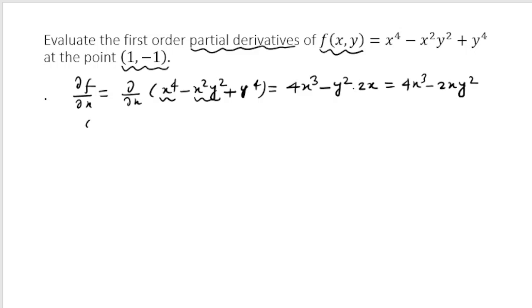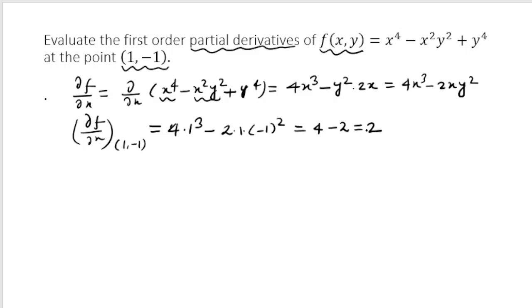But we have to evaluate the partial derivative at the given point. The point that is given is 1 comma minus 1, and this is how you usually write it, that partial derivative at the point 1 comma minus 1. So the x value is 1, so 4 into 1 cube minus 2 into 1 into minus 1 square. So that is equal to 4 minus 2, which is equal to 2.